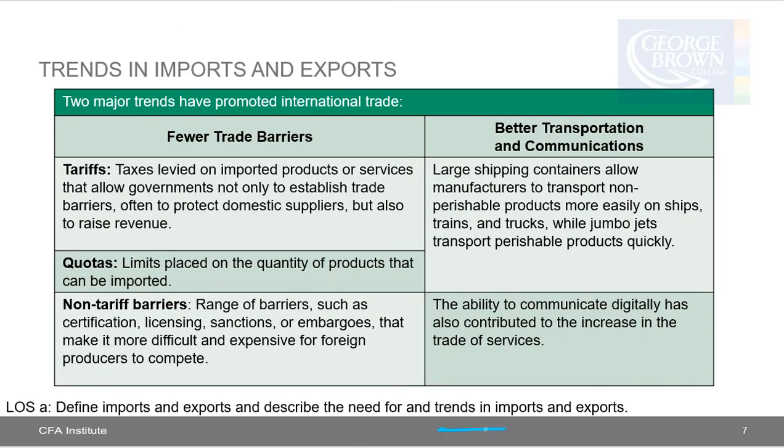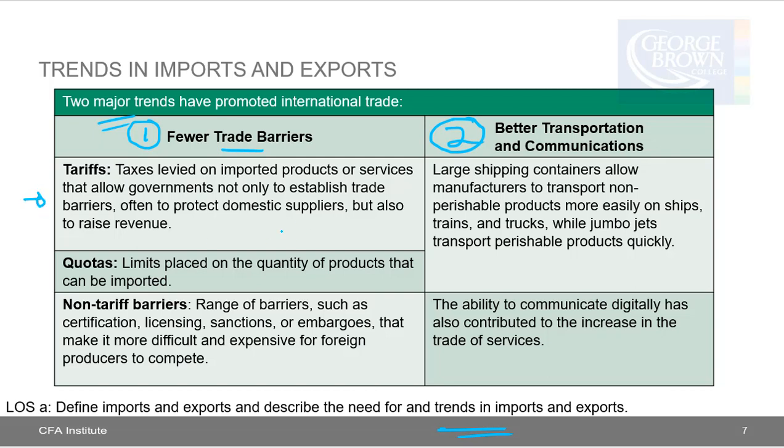Now we're moving on to trends in imports and exports. So you can see 2 major trends have promoted international trade. Number 1 is fewer trade barriers, and number 2 is better transportation and communications. So if we look at 3 examples of trade barriers, the first one is tariffs.